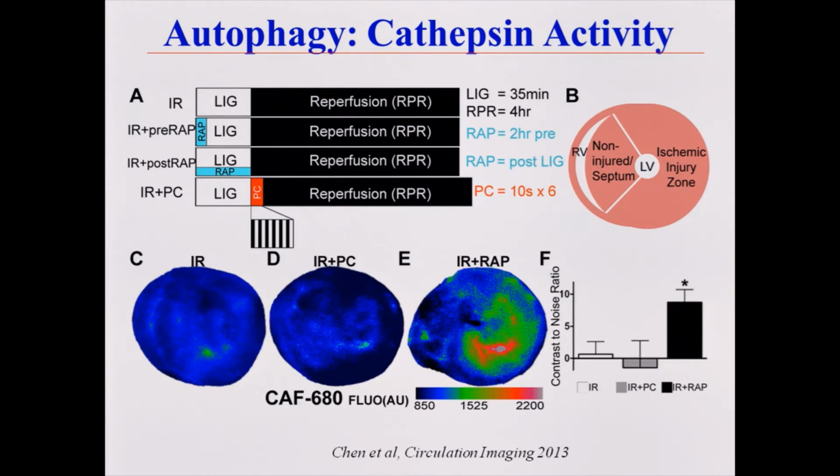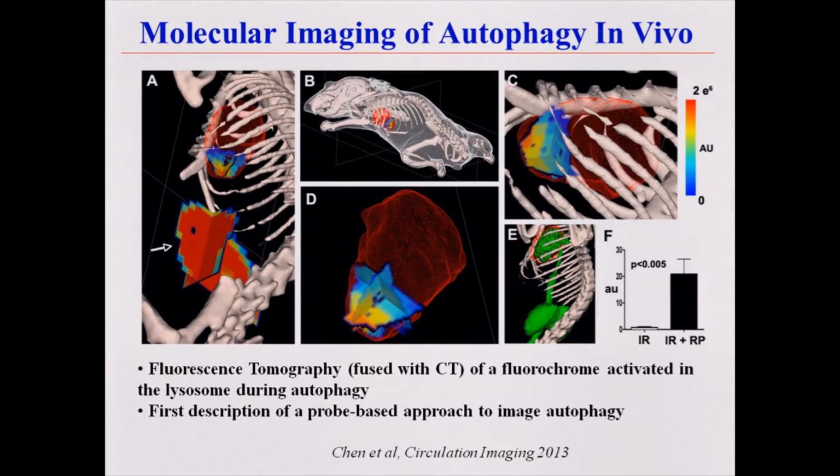So this is work by Howard Chen, who showed that with ischemia reperfusion alone, you get no fluorescent signal, but once you add rapamycin, you get a very nice signal due to autophagy, which was imaged there ex vivo, and then in collaboration with Matthias, imaged in vivo with FMT. And you can see, again, very specifically when you add the rapamycin, you get the signal within the heart due to autophagy. So this is a tough nut to crack.